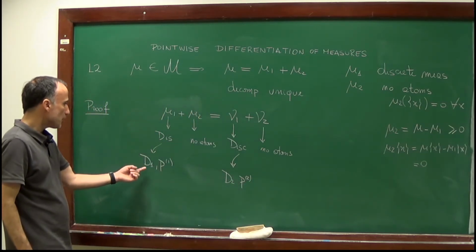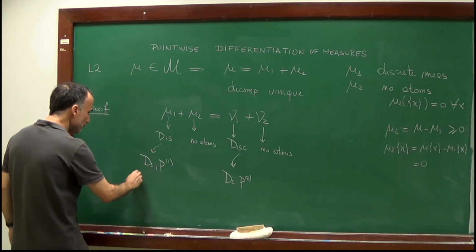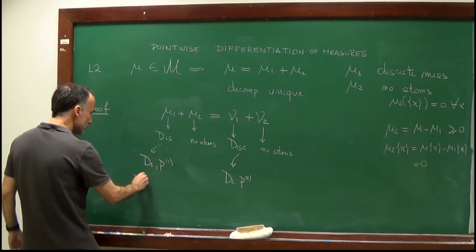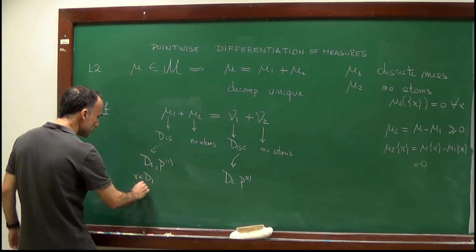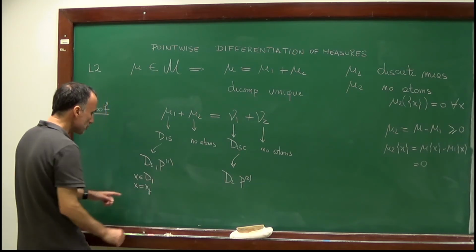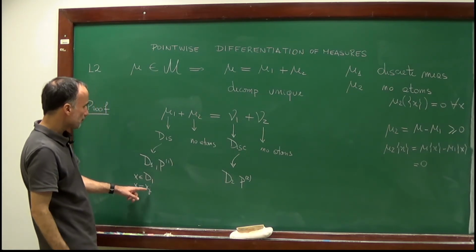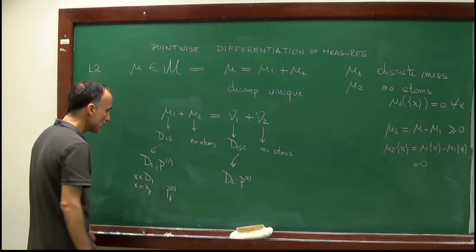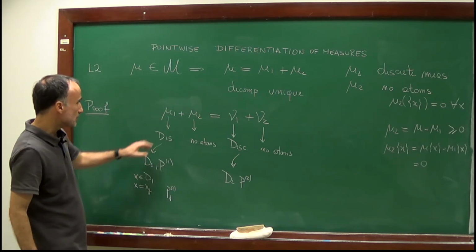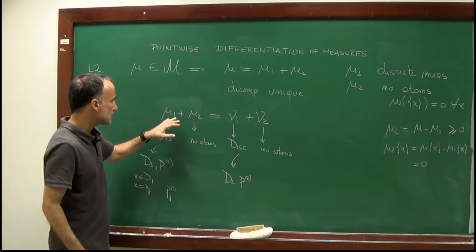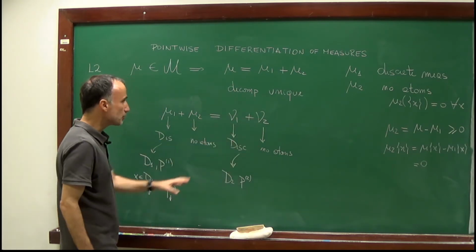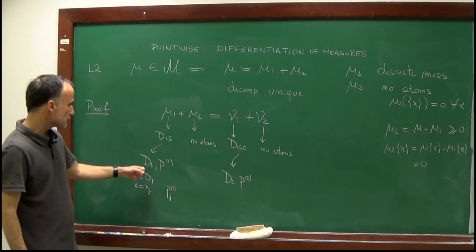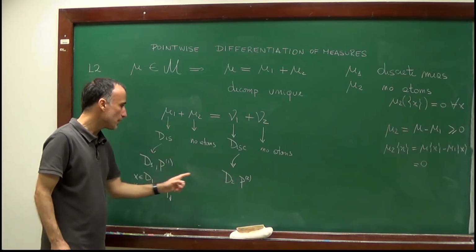Now, take a point x in D1. So x will be equal to some xj. The measure of x with respect to mu1 will be some p1j. Mu2 of x is equal to 0, and nu2 of x will be equal to 0. So I have that mu1 of x is equal to nu1 of x. This shows that D1 has to be equal to D2 and P1 has to be equal to P2.